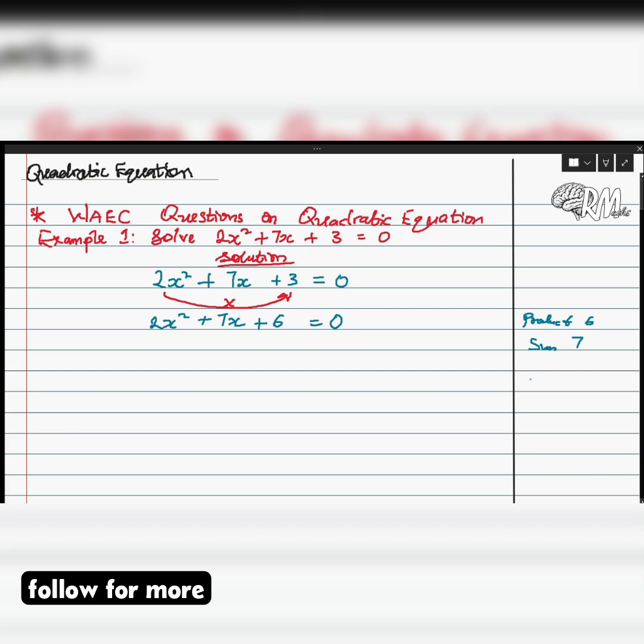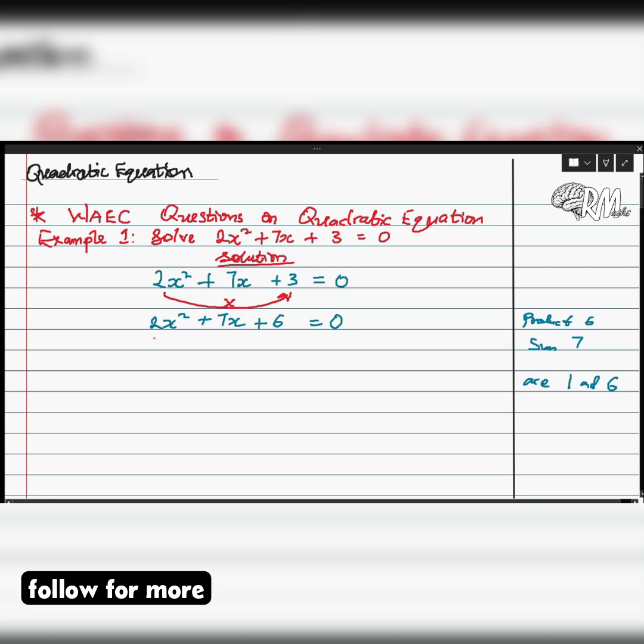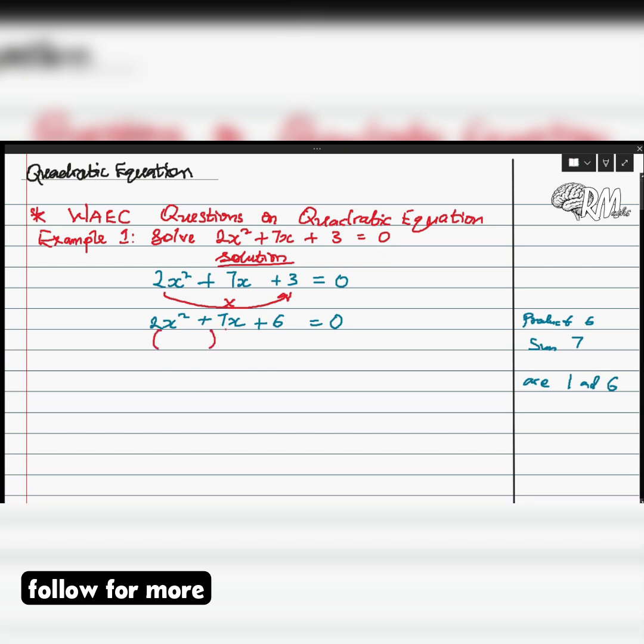So the two numbers are 1 and 6. If I multiply it, 1 times 6 gives me 6, and 1 plus 6 gives me 7. So the next thing, I'll just put my brackets, here and here and here and here, equals 0.